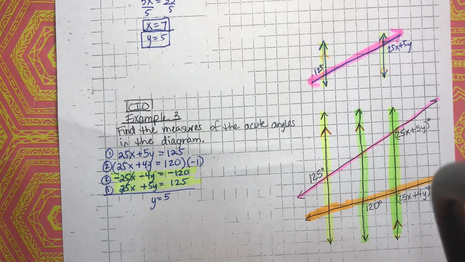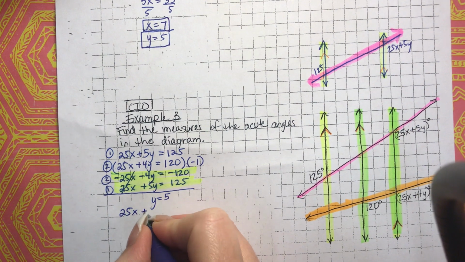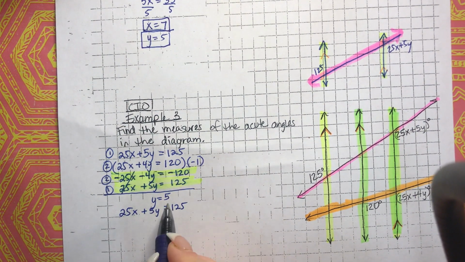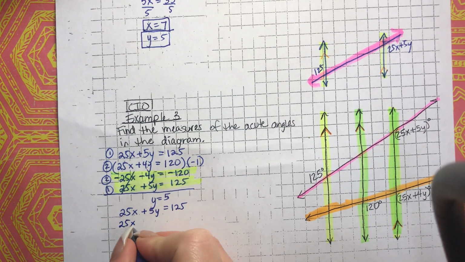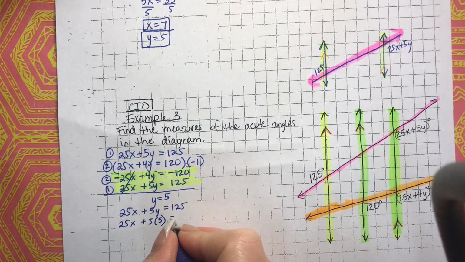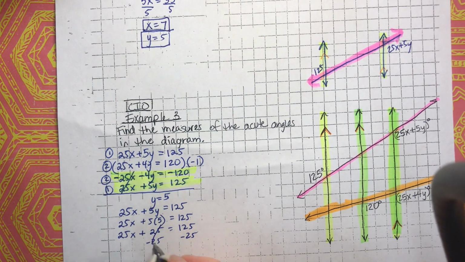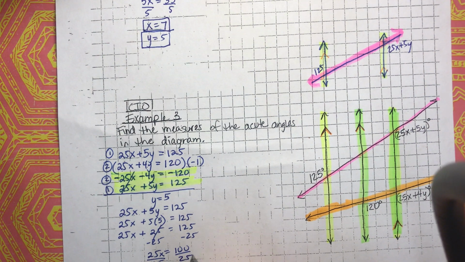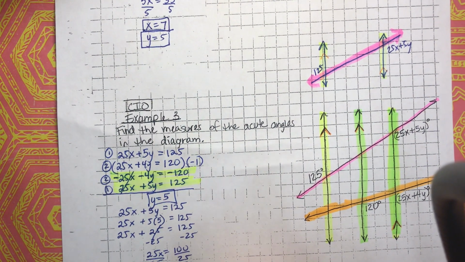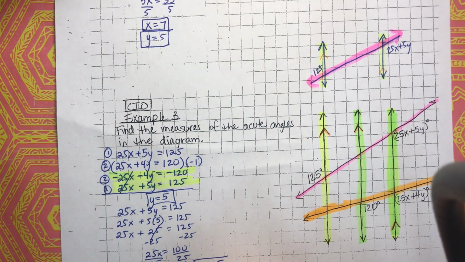I'm just going to choose the first equation, 25x plus 5y equals 125, and substitute 5 in for y. 5 times 5 is 25. Then we just solve for x, so we're going to use the subtraction property of equality. Those cancel, we're left with 25x equals 125 minus 25, which is 100. Oh, this is 25x, my bad. We're trying to figure out what x is. We divide both sides by 25, and we end up with x equals 4. So there we have it. Those are our two answers: x equals 4 and y equals 5.